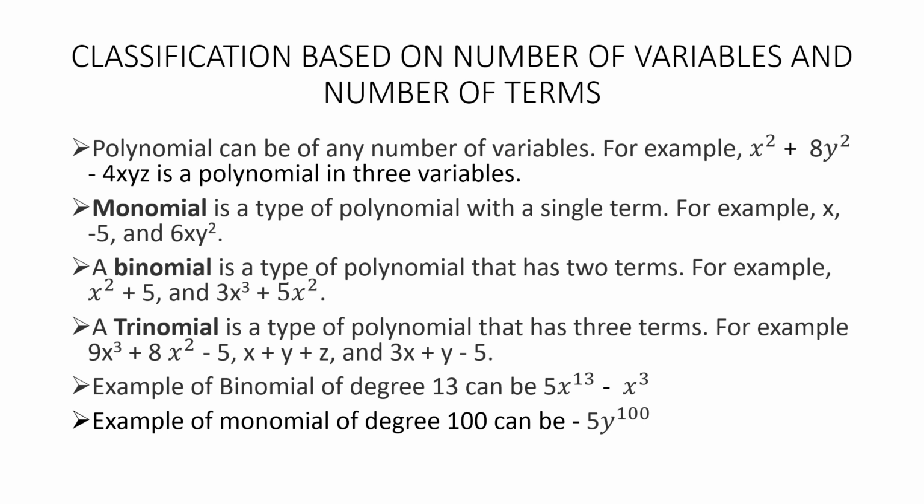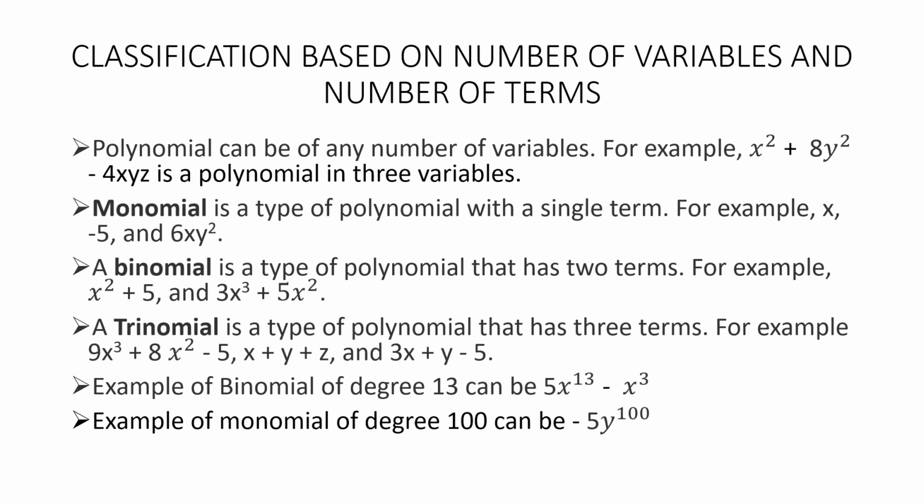Example of a binomial of degree 13. Suppose you need to give it. So its highest degree should be 13. 5x raised to 13 minus x cube. This can be the example. You can write any example but provided the highest degree of x is 13.